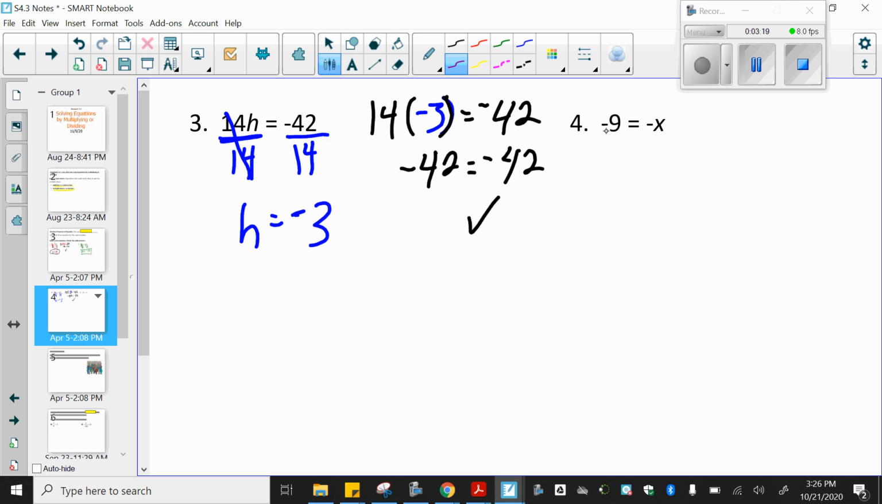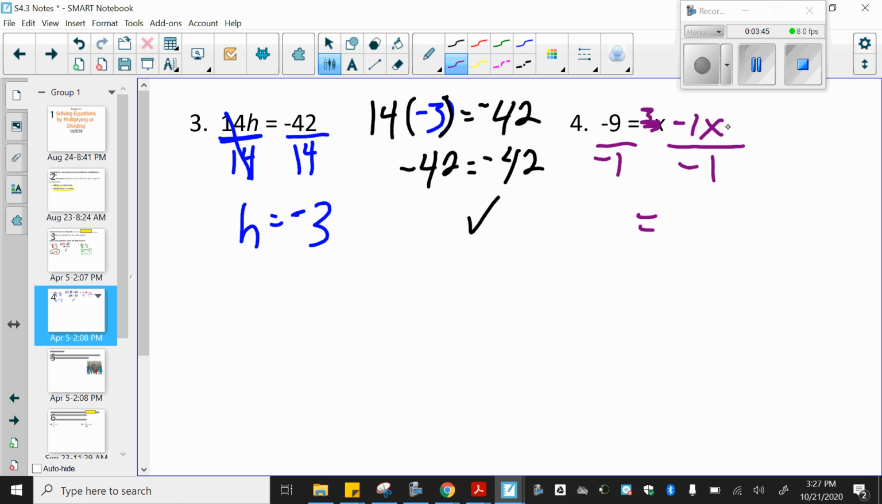Negative 9 equals negative x. That's tough. So here's what we need to think about. That's not really negative x. That is actually negative 1x, so let's write that over here. When we divide, we're going to divide both sides by negative 1. Negative 9 divided by negative 1. Remember, we're picking the negative that goes with the x, not negative 9 on both sides. We're picking the number and the sign that's with the x, because we want to get the x by itself.